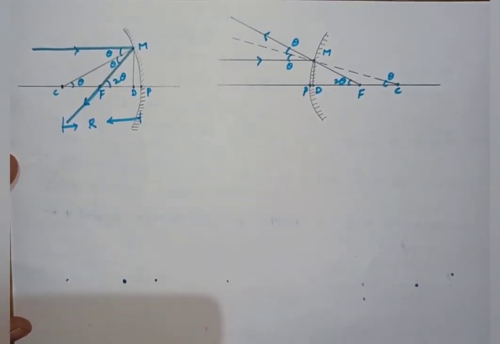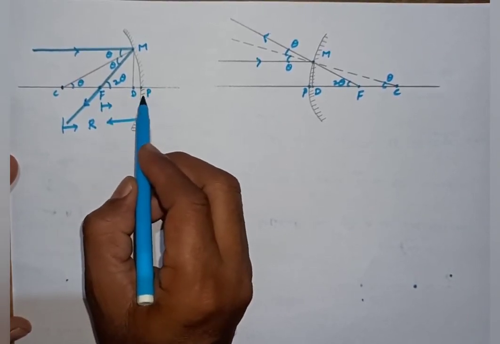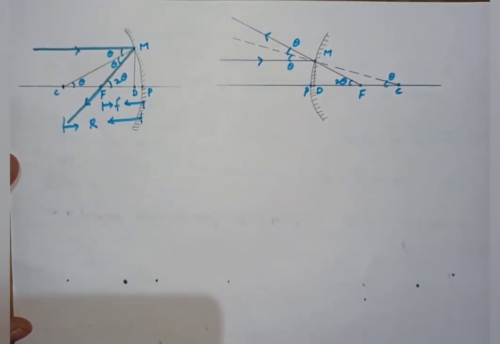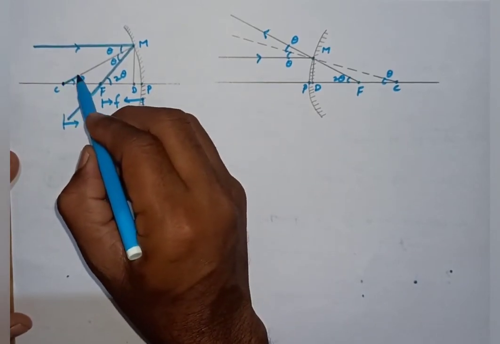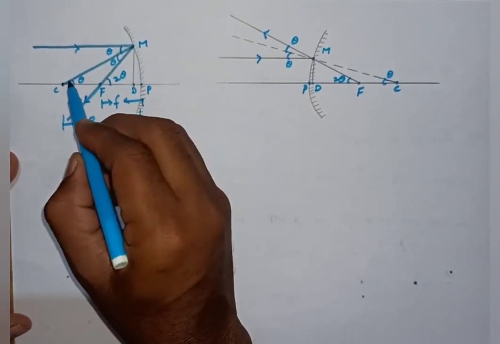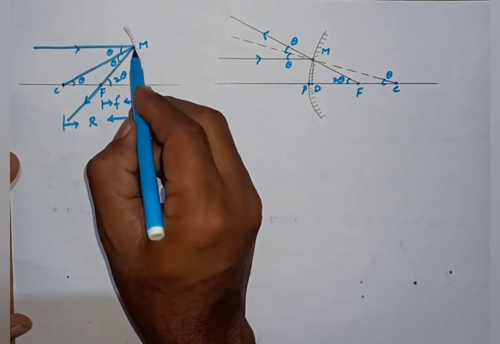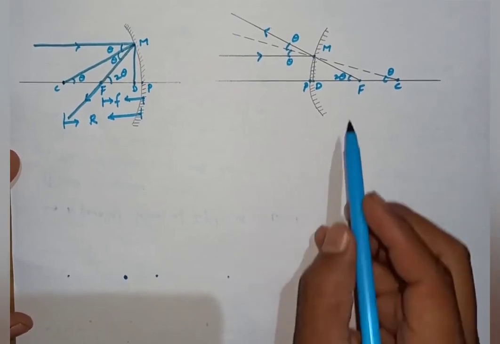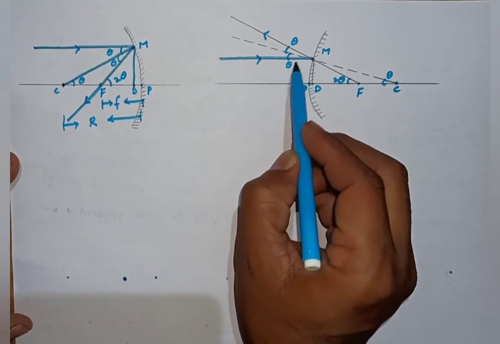capital R, and the distance between the focus, the principal focus, and the pole is called the focal length. Already we discussed focal length. So here, this is the normal at this point. This is theta, this is also theta. So we have taken a perpendicular line MD.